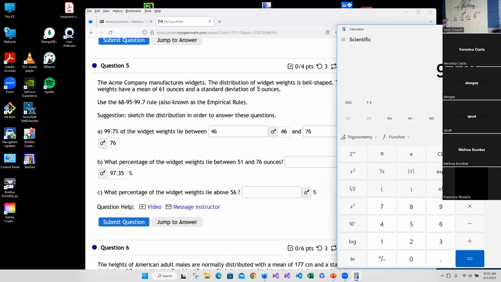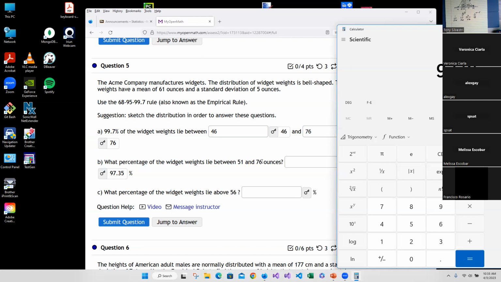And they ask you the question, what percentage of the weights lie between 51 and 76? You've got to calculate the number of standard deviations away from the average. 51, 61, there's 2 standard deviations here. Between 61 and 76 is 3 standard deviations. So what you need to do is take half of the 99.7 to give you the upper half. Take half of the 95, which is the lower half, 2 sigmas, and add them together. That was a tricky question.